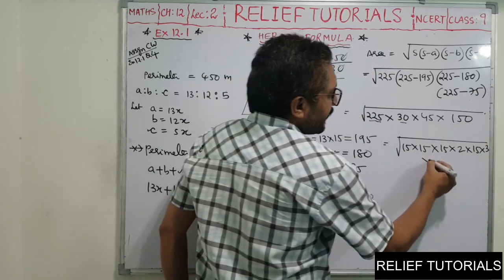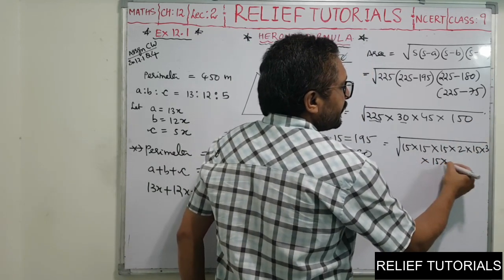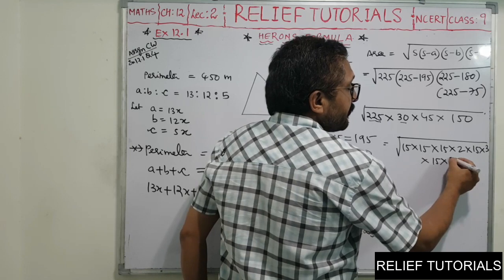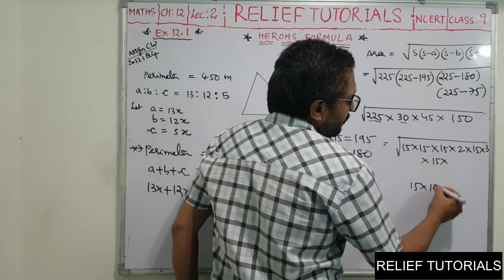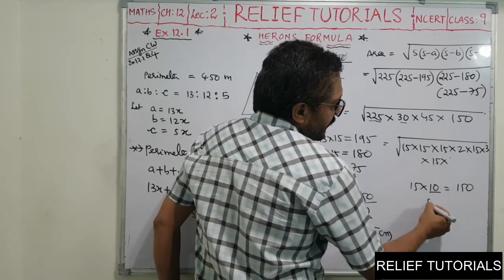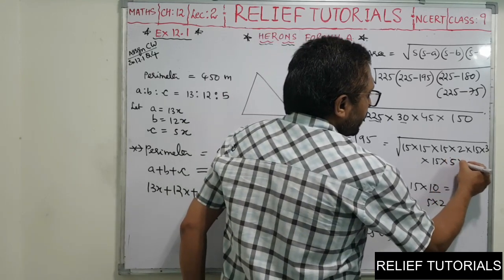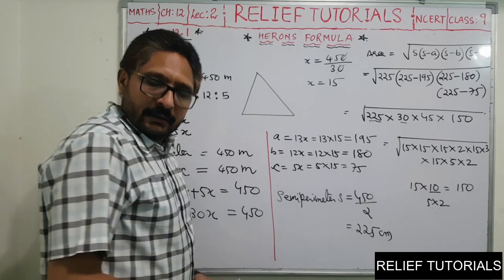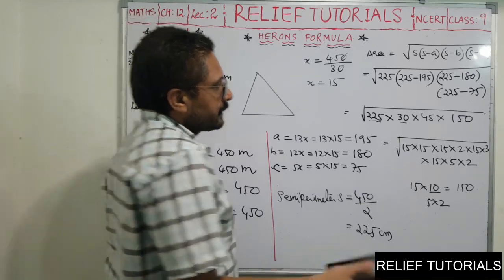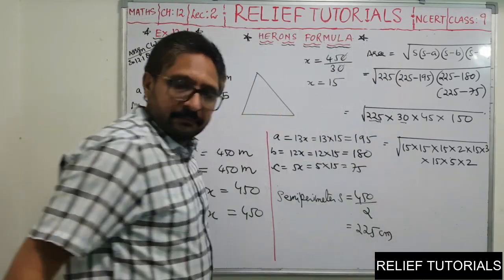150. I can write 150 as 15 into 10. See, 15 into 10 is 150. This 10 I can write again as 5 into 2. So 15 into 5 into 2. In this way, I have found the factors of this bigger number.